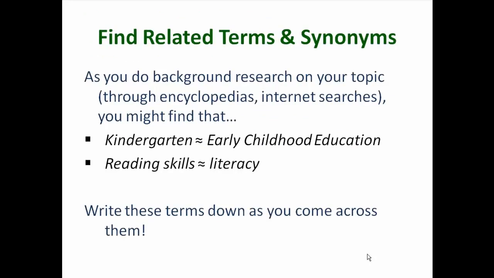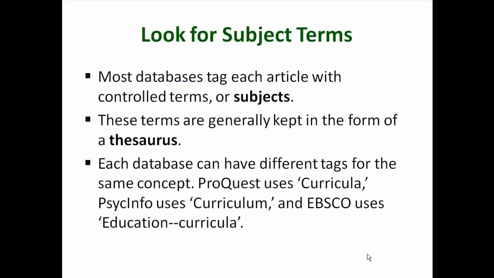Then take these important components and brainstorm about what other words are used to describe them. So early childhood education is not an exact synonym for kindergarten, but they're close enough that you probably want to see those articles too. It's fine to use Wikipedia and other internet sites to brainstorm these synonyms and related terms. Write them down as you come across them so that you don't lose track of them later on.